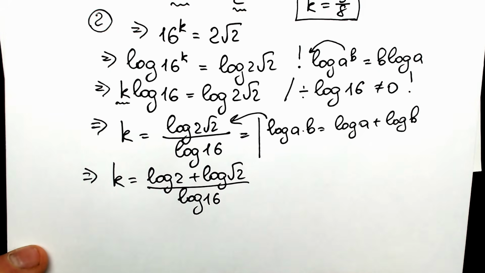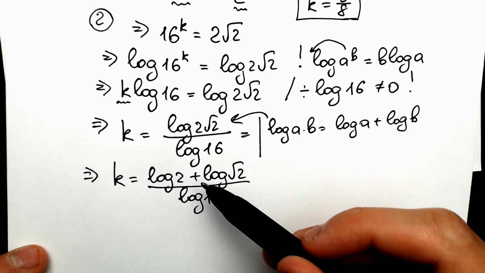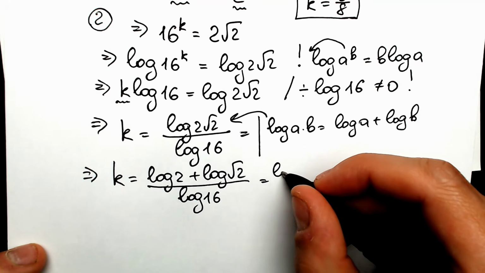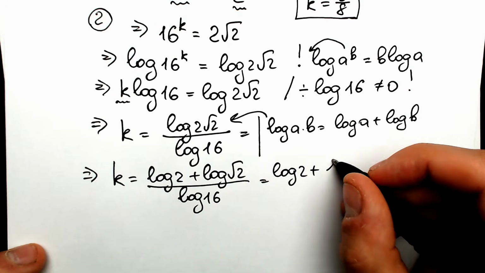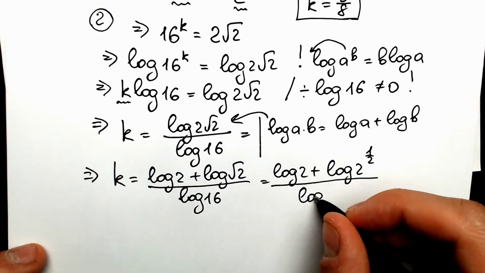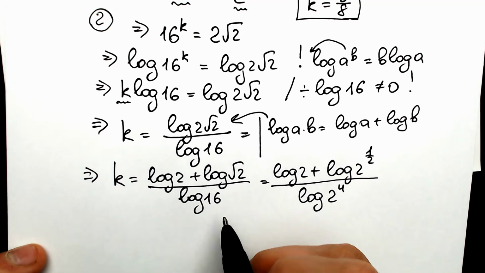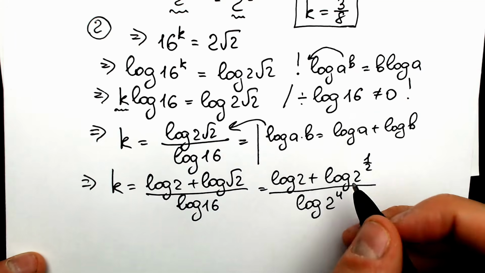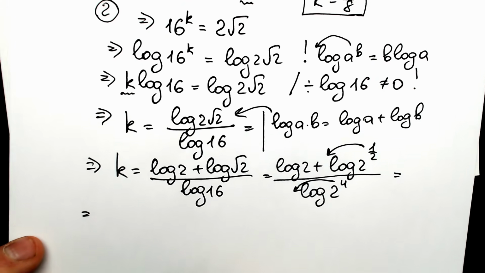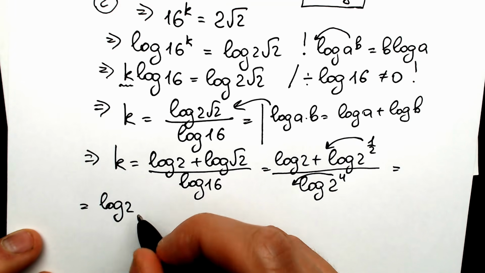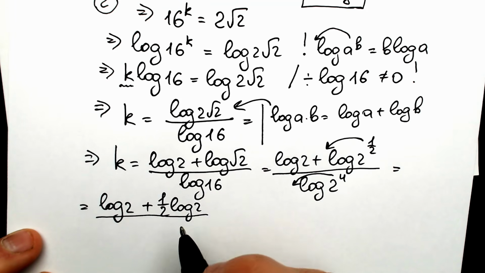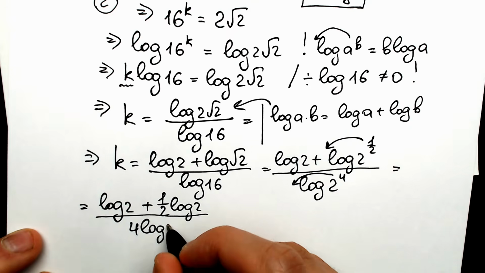And right now the same logic as we had before. We need to have log 2 every time, because then we can easily factor it. So right here we can write, the same beginning, log 2. Right here we can write this as log 2 to the power 1/2, and we divide it by log 2 to the power 4. And right now we use this property. This 1/2 will come down right here, this 4 will come down right here. So as a result we have log 2 plus 1/2 times log 2, and we divide it by 4 log 2.